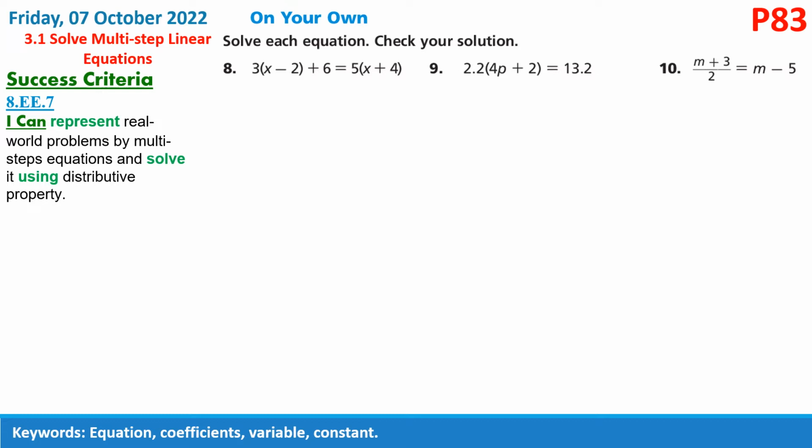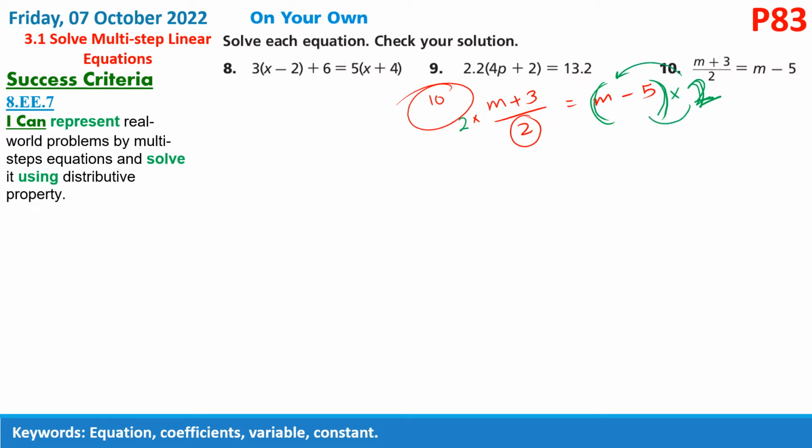One question here, it is written number 10. m plus 3 over 2 equals m minus 1. First thing, I don't like this 2. So what do I do? I multiply here by 2. And I multiply here also by 2. But when I multiply there by 2, this means I have to multiply 2 with the m and with the 5. This 2 cancels. So m plus 3 equals.